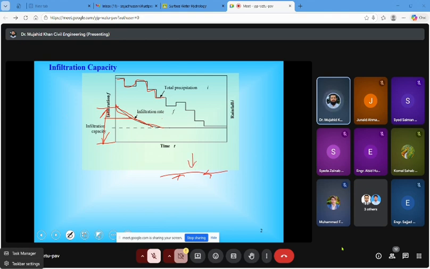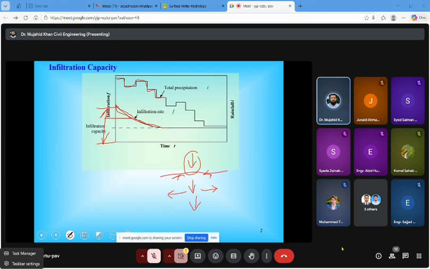Initially, the water is going from the surface to the ground. So the rate at which it is going into the ground is more as compared to the rate at which the water is going within the soil. That is why, with the passage of time, the rate of infiltration decreases.